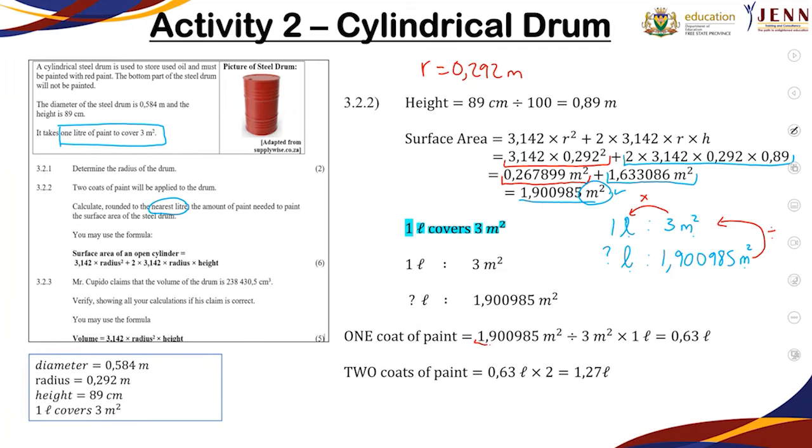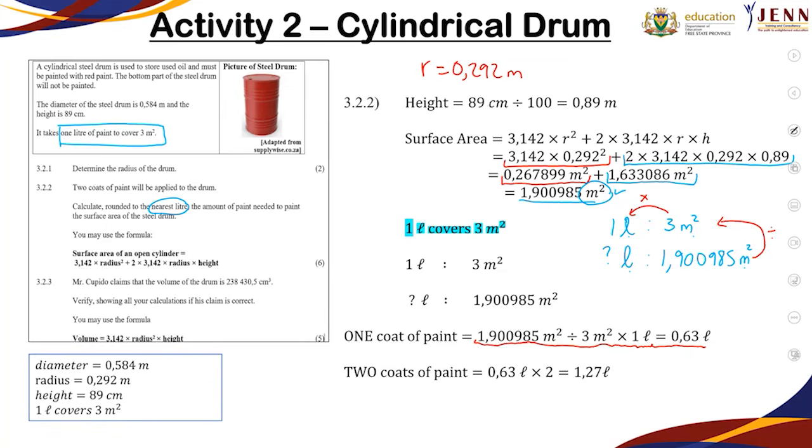So it's going to be 1,900,985 square meter divided by 3 square meter multiplied by 1 liter, which means I will need 0.63 liters to paint the area of 1,900,985 square meter. Now, I know some of you learners use the bow tie. It still works out the same, this cross multiplication.